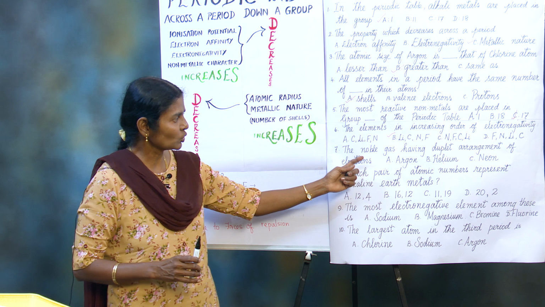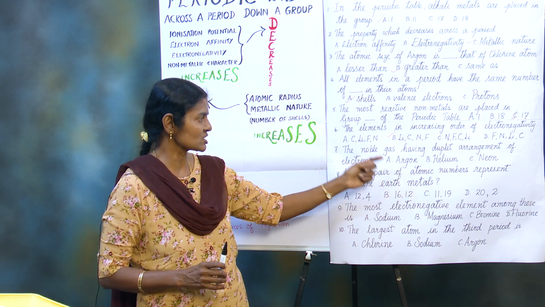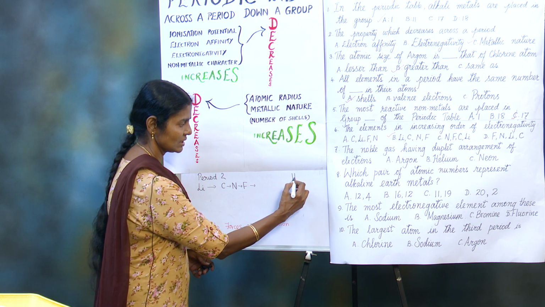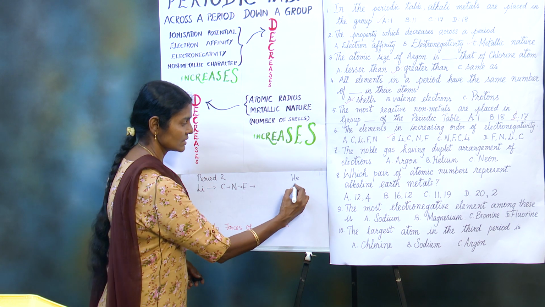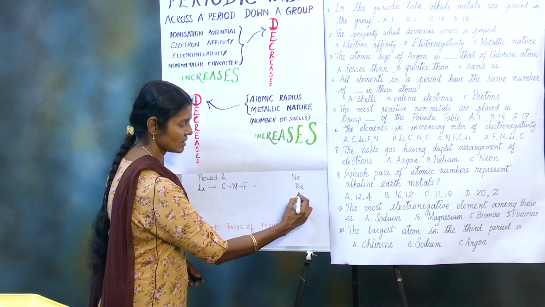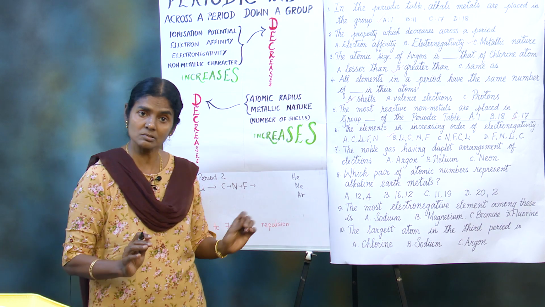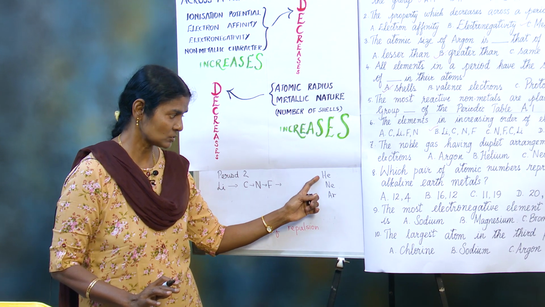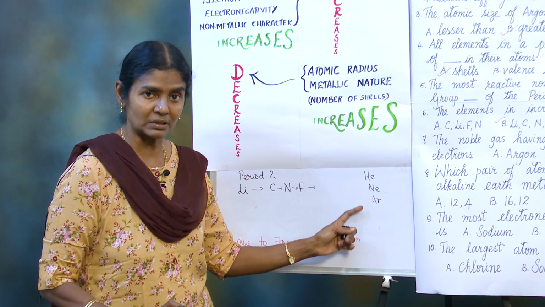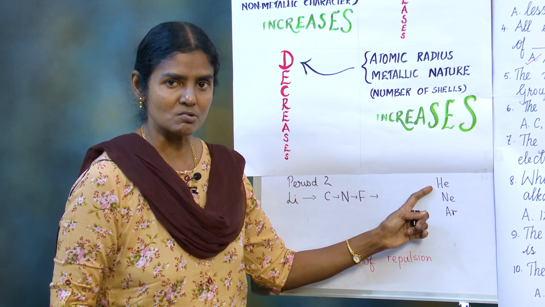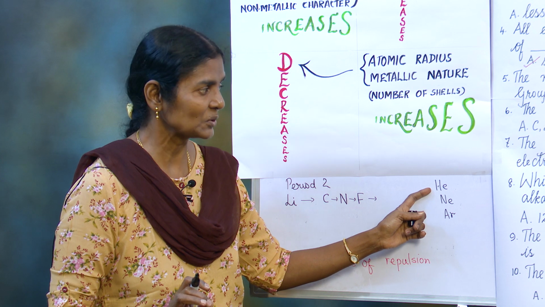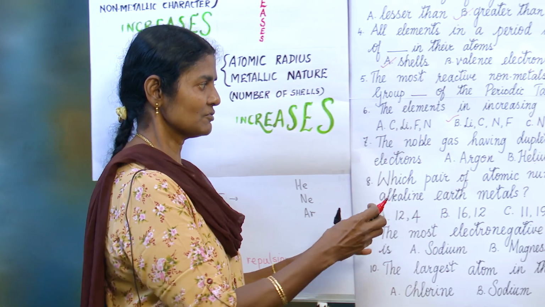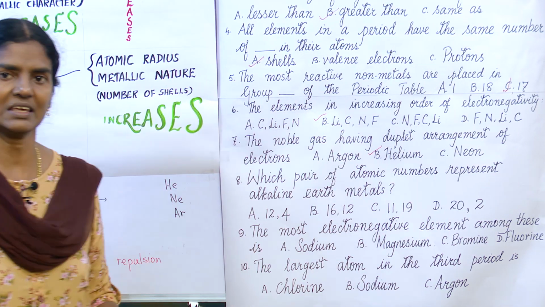Next we move on to the noble gas having duplet arrangement of electrons. When you come to noble gases, we start off with helium, and the next one is neon and then argon and so on. Anyway, what we need is only 3. Don't worry about the others. Helium, neon, argon: this has atomic number 2, this has 10 and this is 18. If this is 2, then it is obeying the duplet rule. So the answer for this would be B, that is helium.